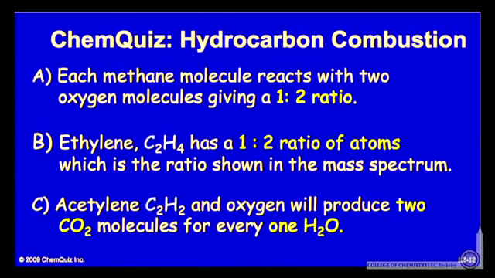Let's consider an explanation for each of the three options. Option A, each methane molecule reacts with two oxygen molecules, giving a 1:2 mass ratio in the mass spectrum. B, ethylene, C2H4, has a 1:2 ratio of atoms, which is the ratio shown in the mass spectrum. Or C, acetylene, C2H2, and oxygen will produce 2 CO2 molecules for every 1 H2O molecule, giving a 2:1 ratio in the mass spectrum. Think about those possible arguments and make another selection.